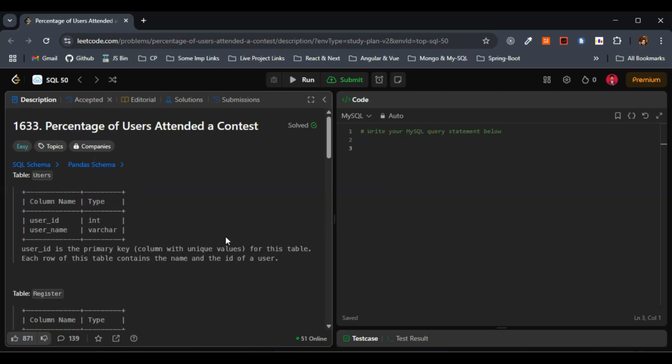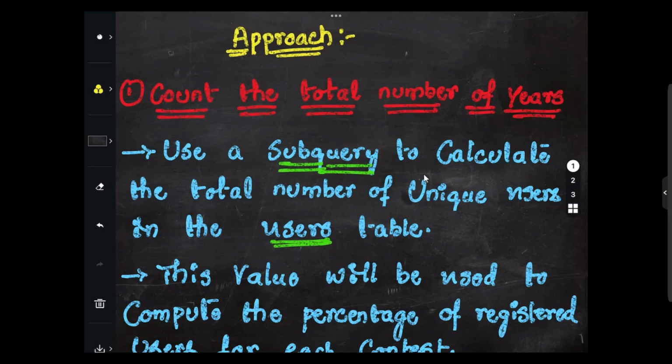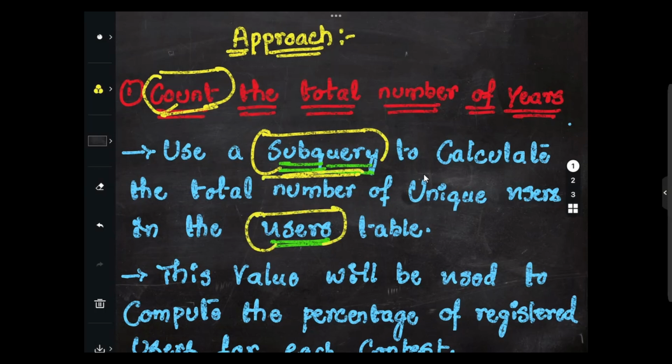So let's discuss the approach first and then write the query. The first step is to count the total number of users. We are counting the total number of users here. So we will use a subquery. Just keep this in mind, this is very important. We'll be making use of the subquery to calculate the total number of unique users in the users table.